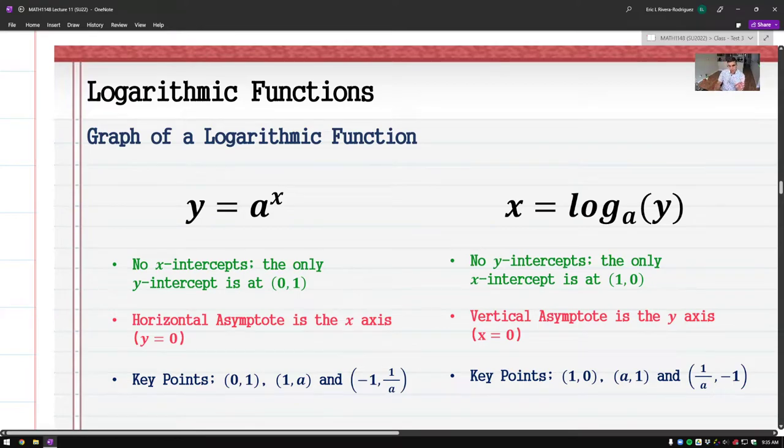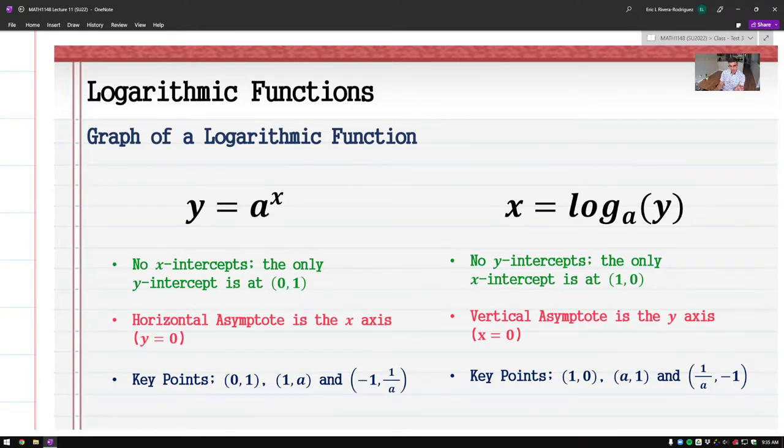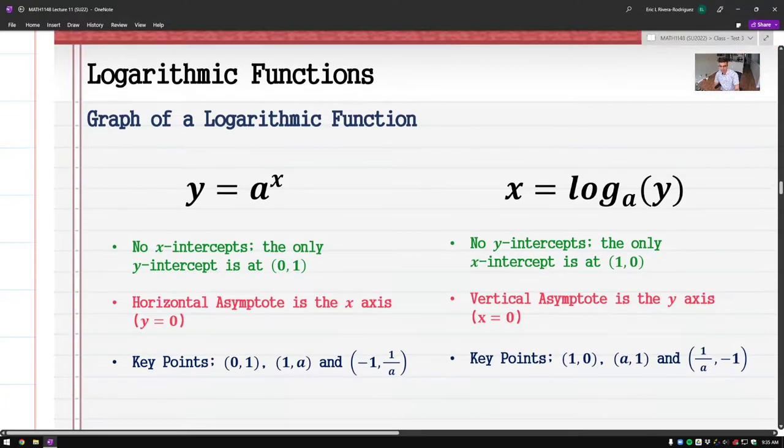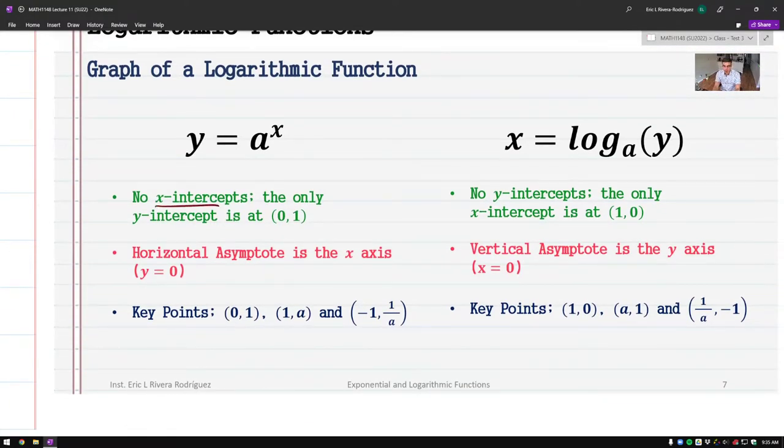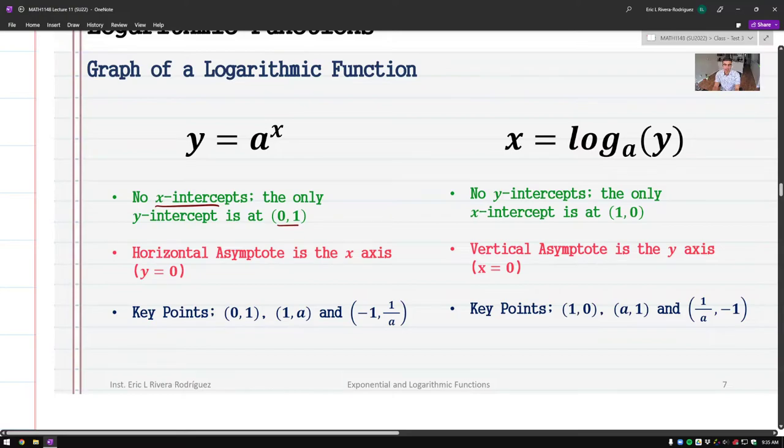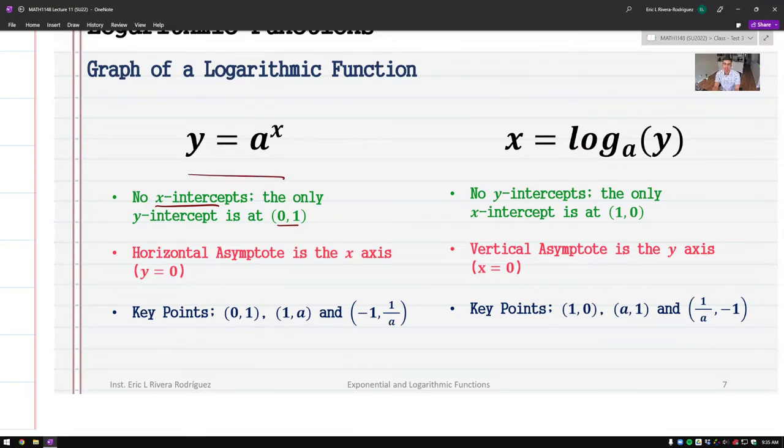So we can use what we know about the exponential functions to translate them into the logarithmic functions, because they are inverse to each other, so the properties are going to be inverse as well. For example, in the exponential form, we don't have x-intercepts. We only have one y-intercept, and that is going to be at (0, 1), or the value of c, the constant. In this expression, the value of c is 1. So that is why the only intercept for this expression is at (0, 1).